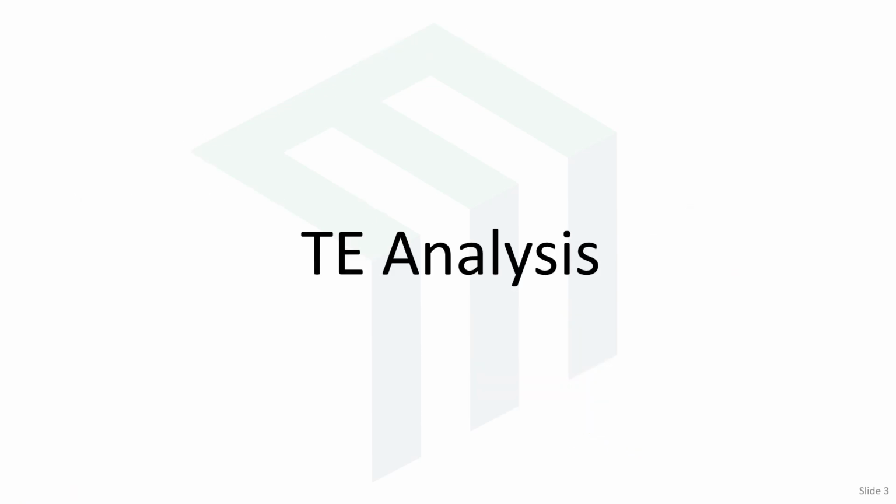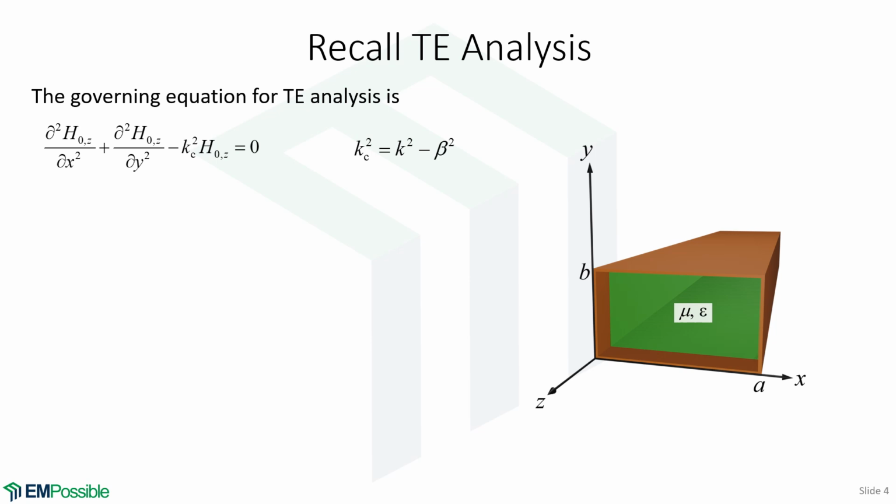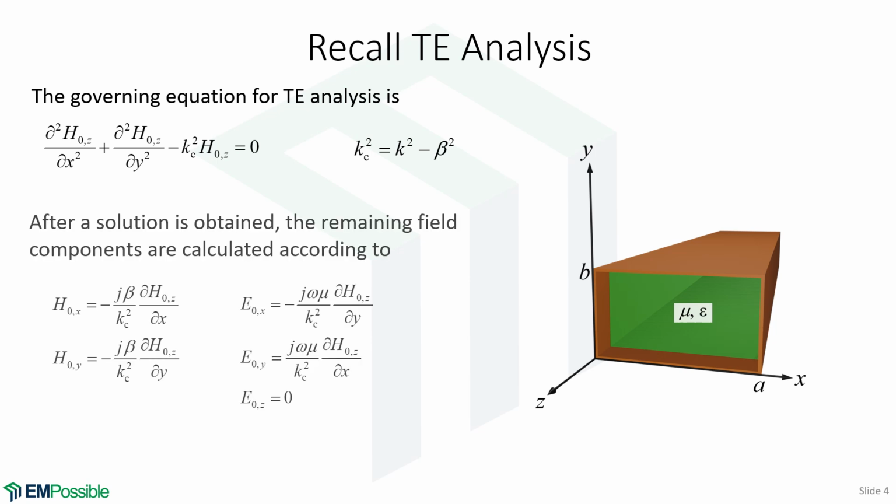TE analysis. So for TE analysis, we have our governing equation just like we did for the parallel plate. Since we're doing TE analysis, that means that the Z component of the electric field is 0. So our differential equation is solving for the Z component of H. And we had a Laplacian in this equation that we've expanded into Cartesian coordinates. Once we solve this, and we have an expression for H, then we can substitute it back into these equations to calculate all of the other field components.